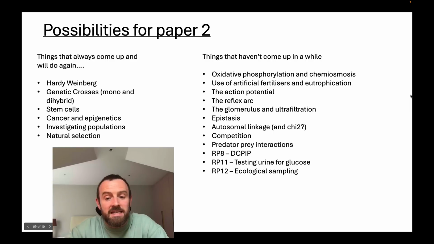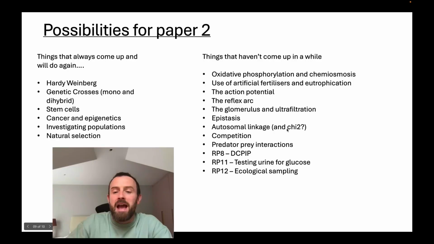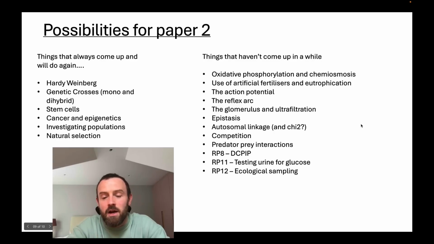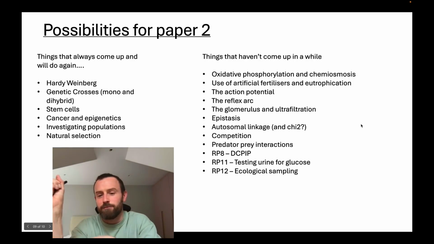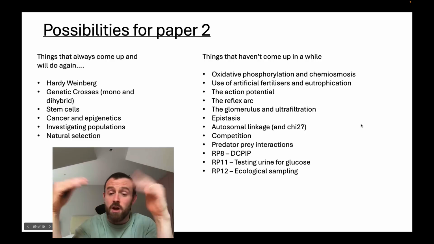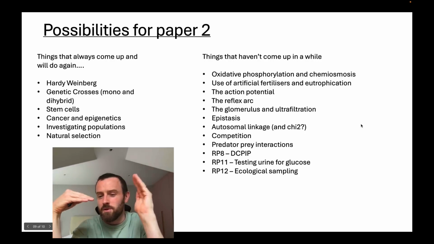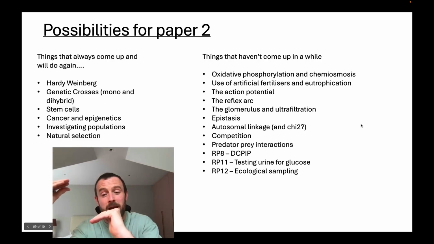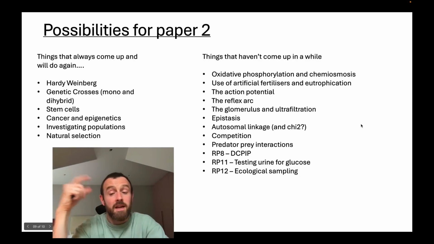We already said epistasis and autosomal linkage could be things that come up within genetic crosses, and maybe how you determine whether something is linked or not using chi-squared. Remember, for AQA you don't actually have to calculate chi-squared, but you might need to say that you would use chi-squared to look and see if there's a statistical difference between observed values and expected values. So expected values if there's no linkage, but then the values that you actually observe are a bit different than what you expect. And then you can calculate chi-squared to see if it's above the critical value.